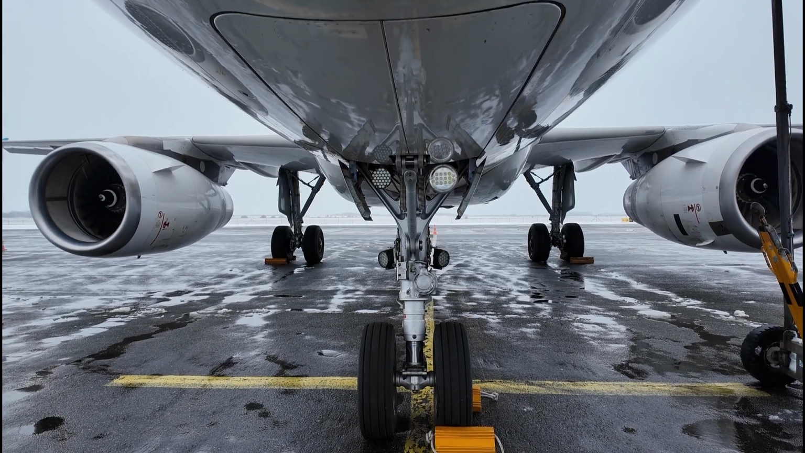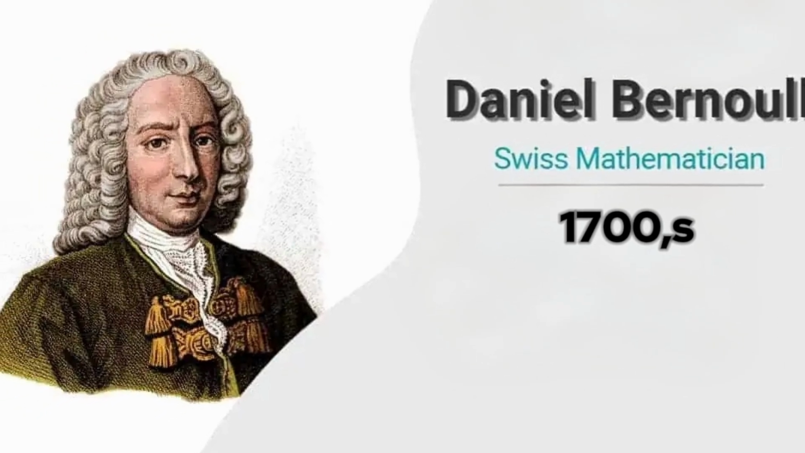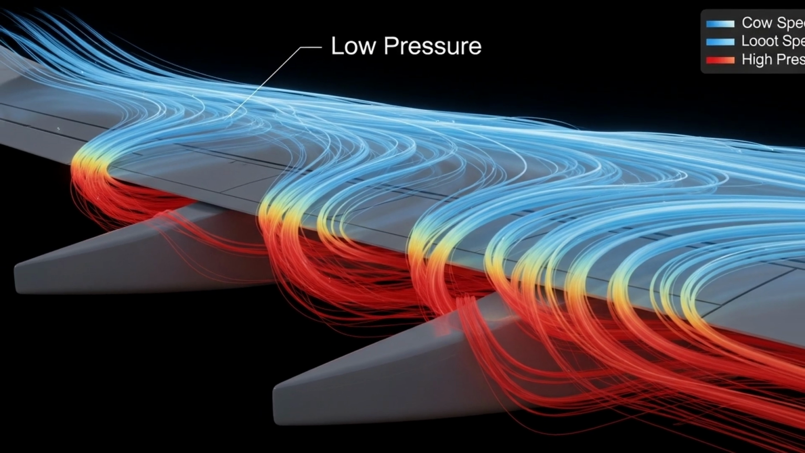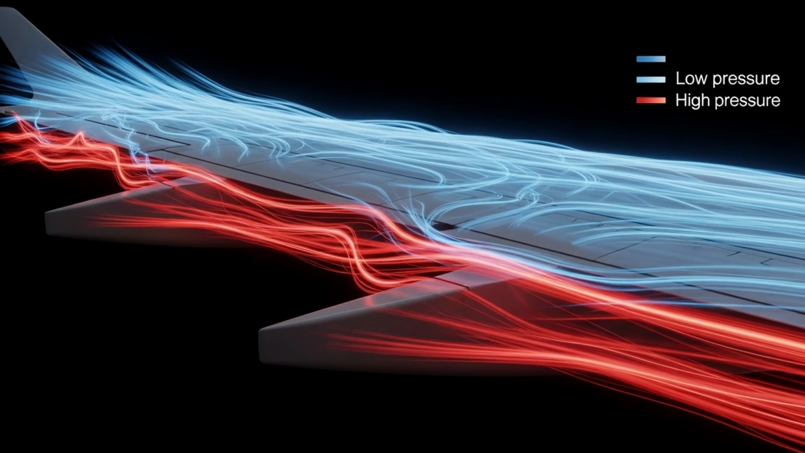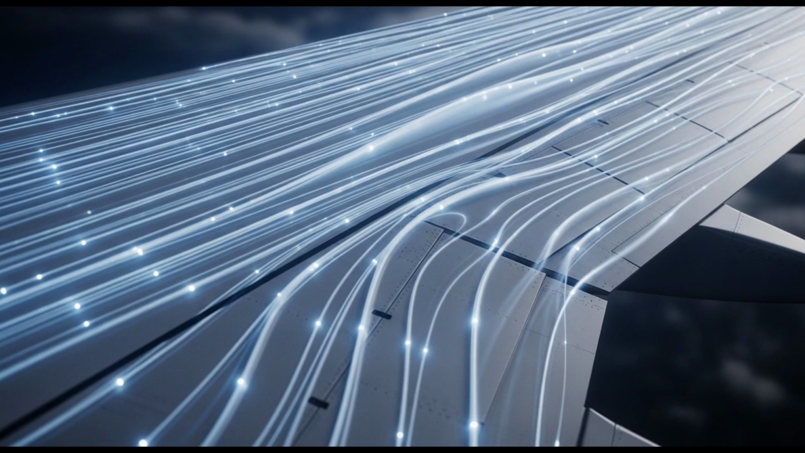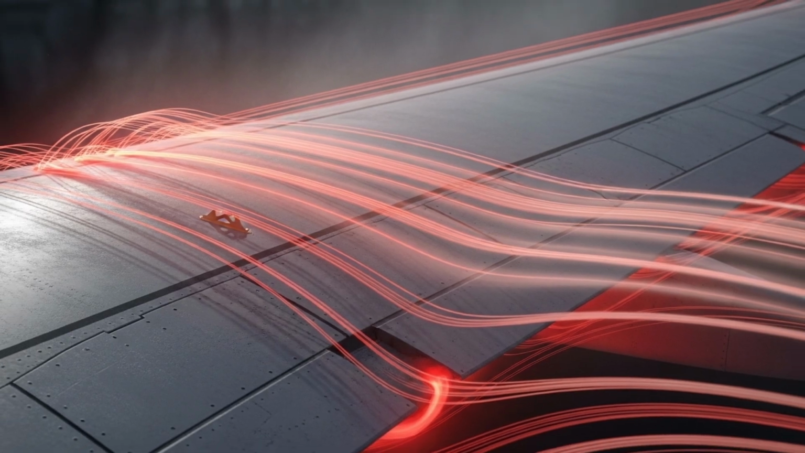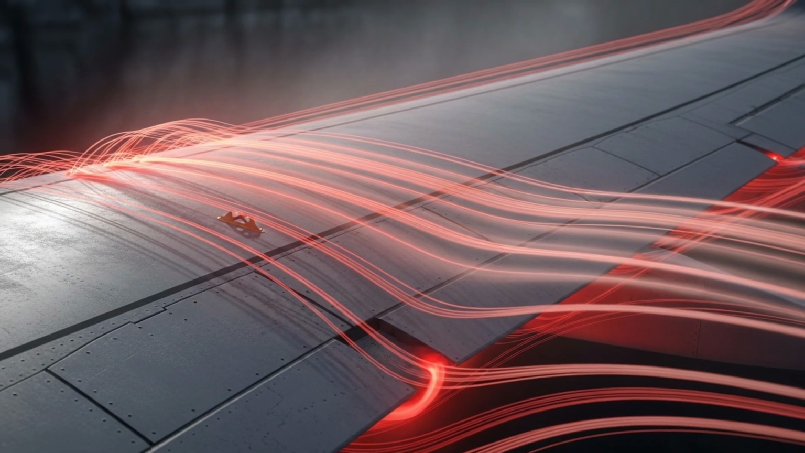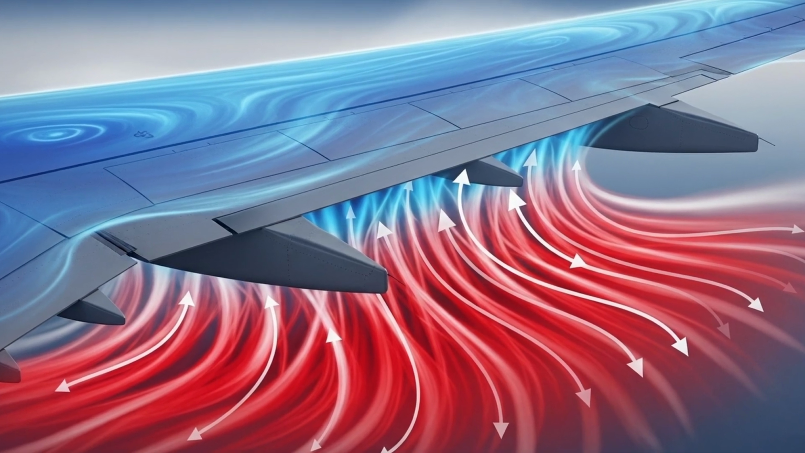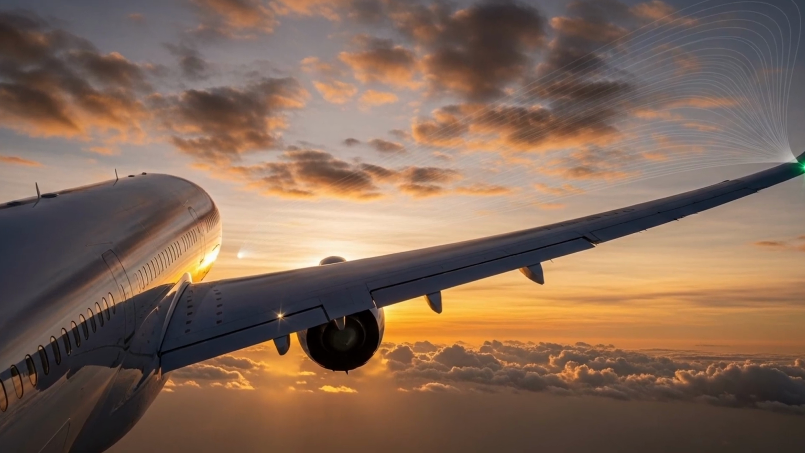Now, here's where it gets really interesting. A Swiss mathematician named Daniel Bernoulli discovered something surprising back in the 1700s. He found that faster-moving air has lower pressure, and slower-moving air has higher pressure. Think about what that means for our wing. Fast air on top of the wing means low pressure above. Slow air below the wing means high pressure underneath. And what does high pressure always do? It pushes toward low pressure. So the high pressure below the wing pushes the entire wing upward. That upward push, that is lift.